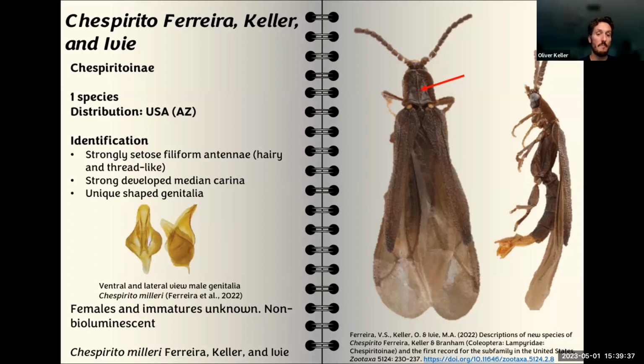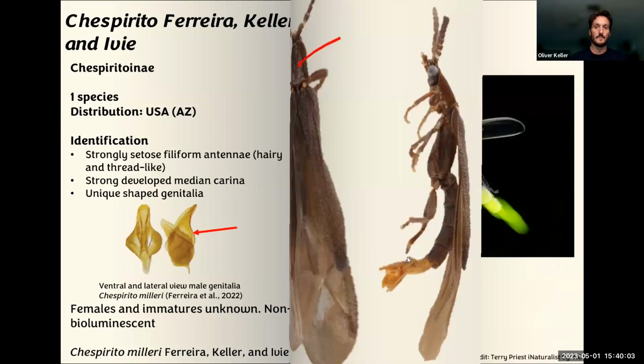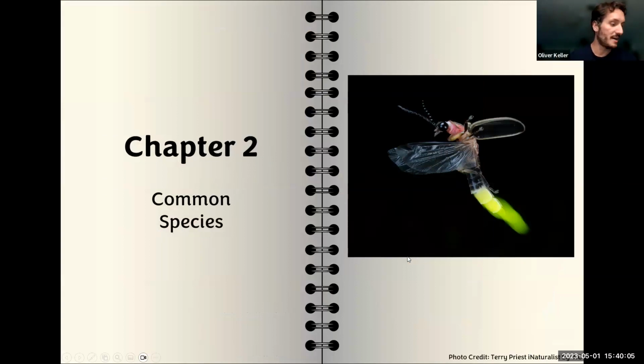The males are non-bioluminescent, and the females and the immatures are unknown. We think the females probably have no wings and cannot fly, but like I said, they're unknown. The genus was described in 2021, and then we described 3 more species in 2022. And that's it for the genera for today.